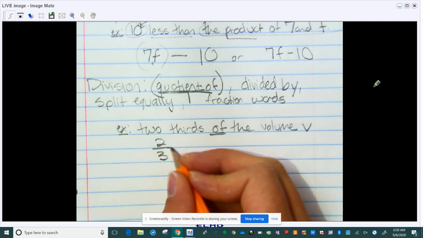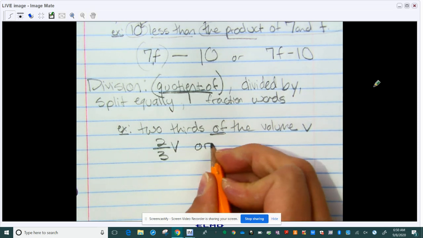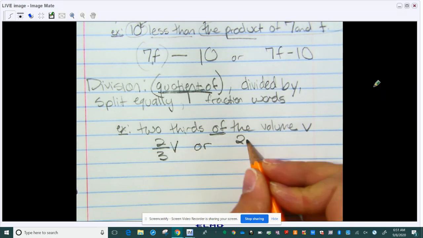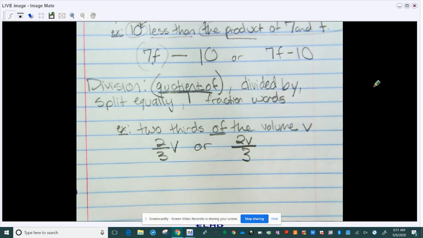So if we have multiplication, we put the V right next to it. There's multiplication. Now this is our fraction out front of our variable. We could also multiply it in. So if we multiply it in, it would look like 2 times V is 2V all over 3. Those are your two different ways to write it. Both are correct. It's just a matter of preference.